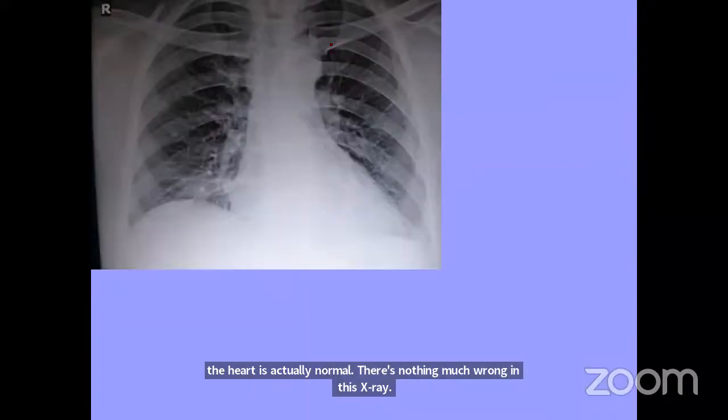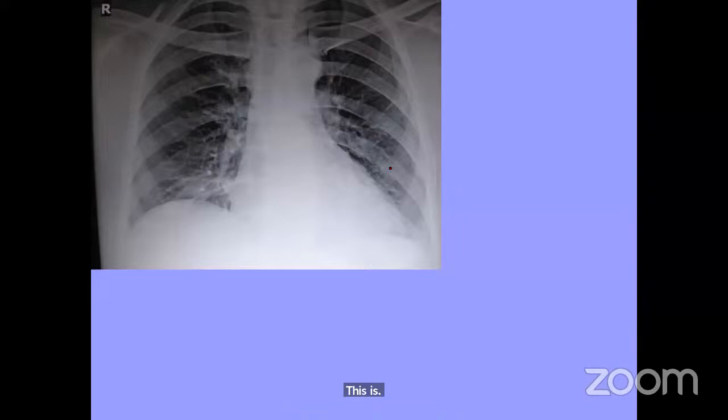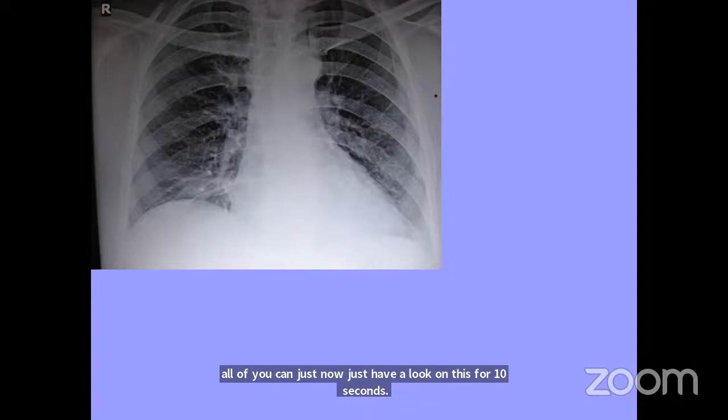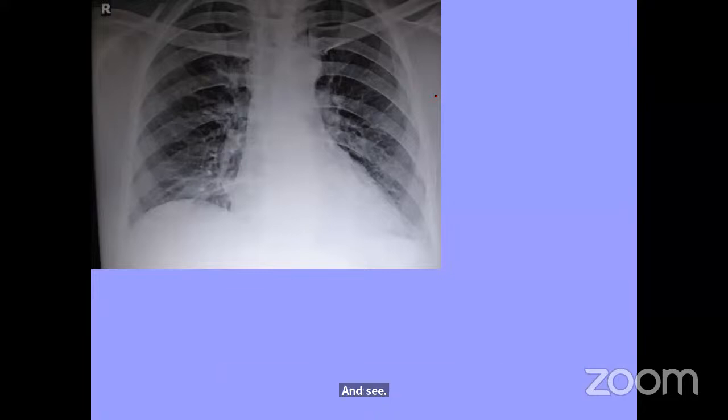This is a lady whose X-ray was taken. She's an asthmatic, and all of you can just have a look at this for 10 seconds and say what you see. What is the lesion where you suspect, and whether this is an inspiratory or expiratory film.